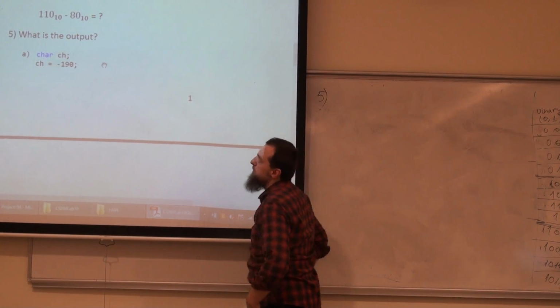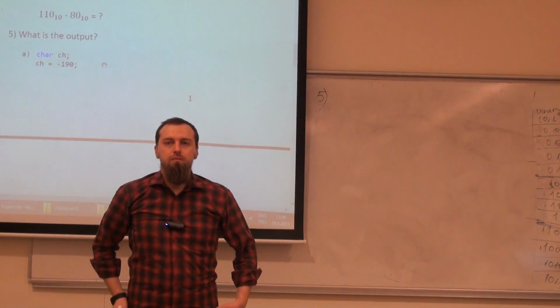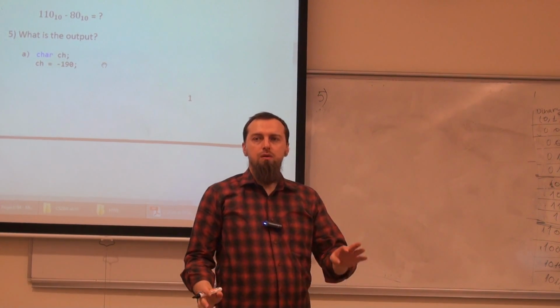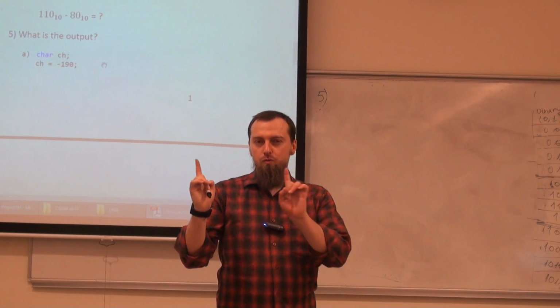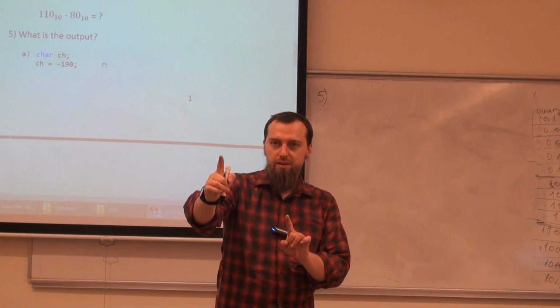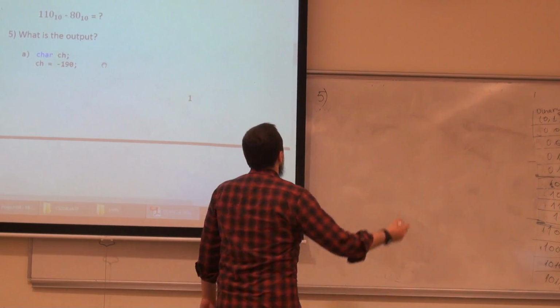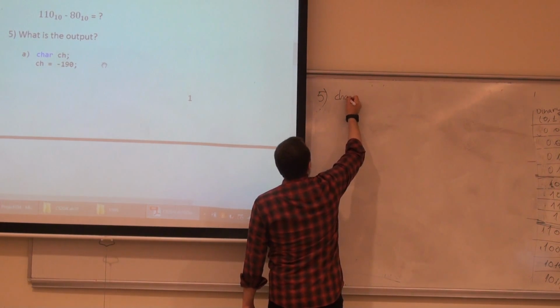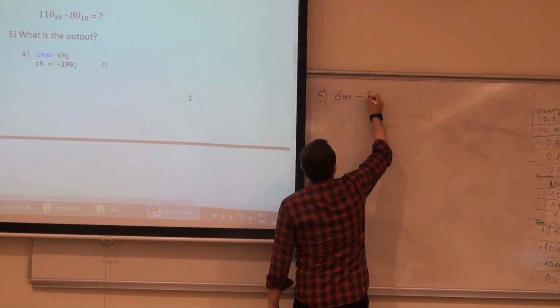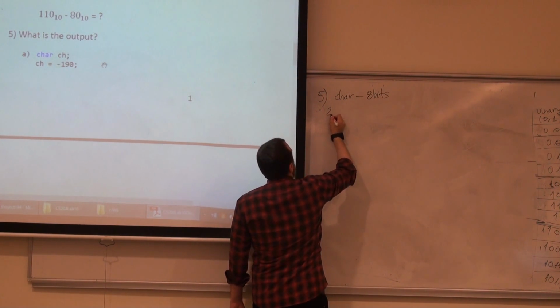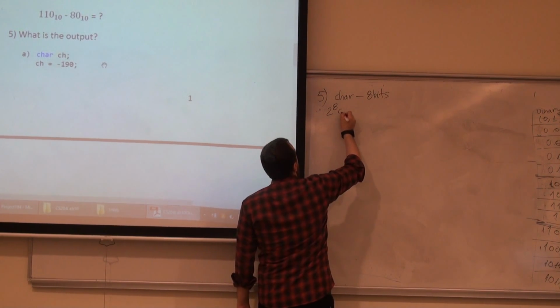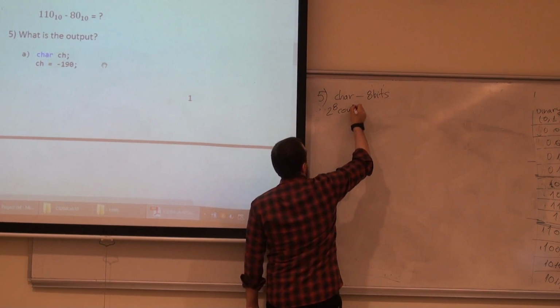Characters. How many bits do we have for the characters? How much? 4 bits. For one character, actually, we have 1 byte, which is 8 bits. So, characters have 8 bits. That means we have 2 to the power of 8 combinations. This should be clear.